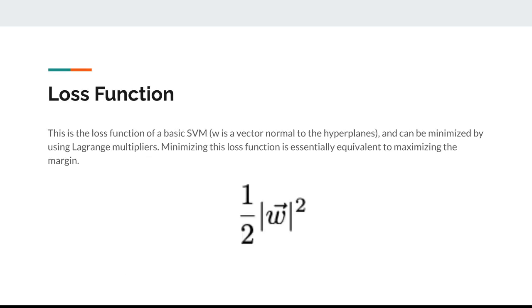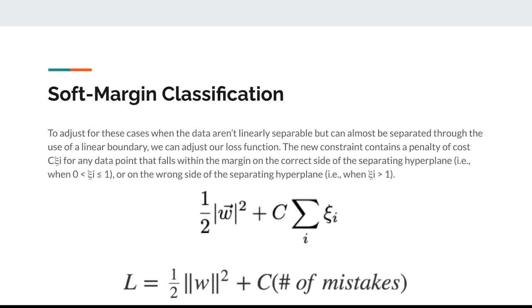Also, if we think about it, our previous equation without the new constraint C is essentially the same thing as saying C equals infinity, because there we weren't allowing a single misclassified case. However, now we're changing C and allowing ourselves to change the value of it.